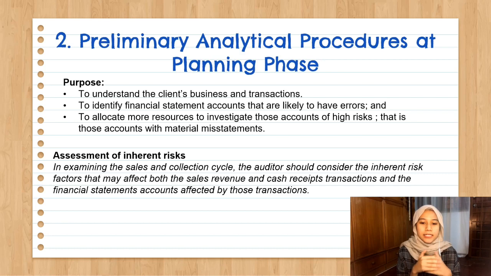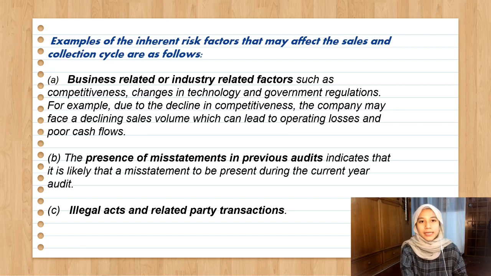In examining the sales and collection cycle, the auditor should consider the inherent risk factors that may affect both sales revenue and cash receipt transactions and the financial statement accounts affected by those transactions. Okay, examples of inherent risk are business-related or industry-related factors such as competitiveness, changes in technology and government regulations. For example, due to the decline in competitiveness, the company may face a declining sales volume which can lead to operating losses and poor cash flows.